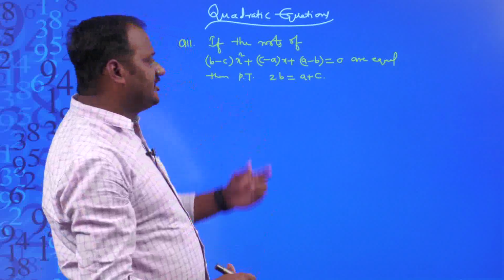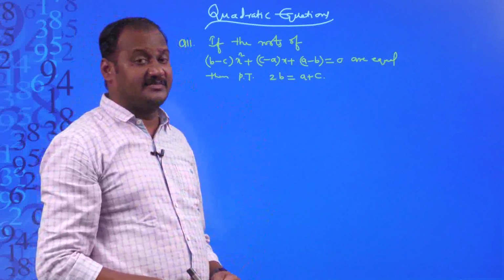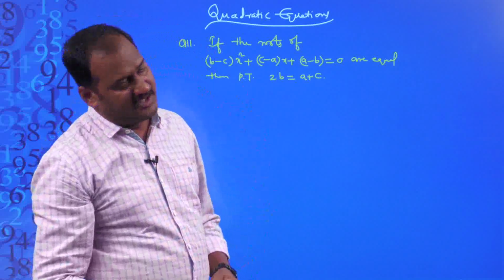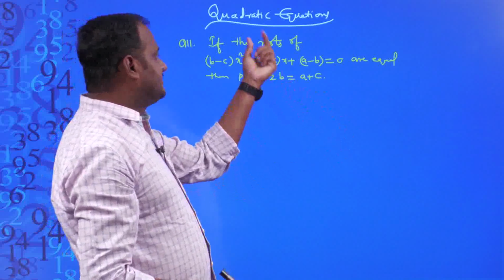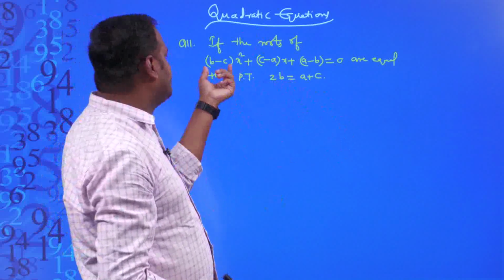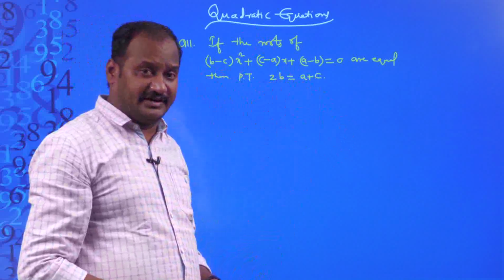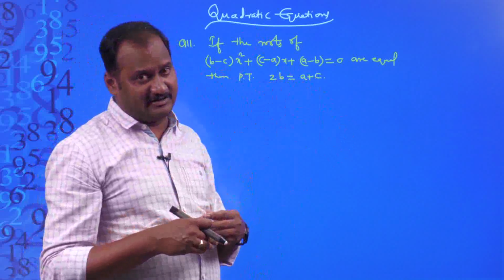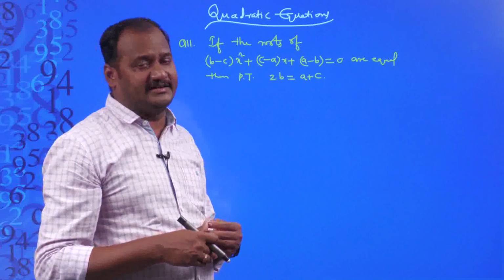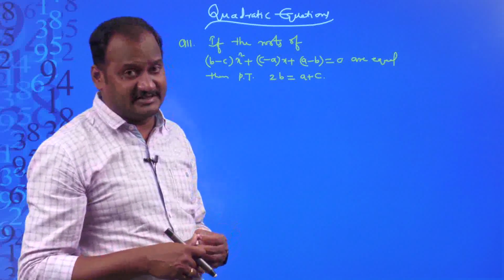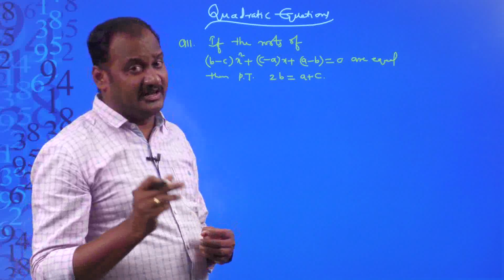Since the roots are equal, then easily we can say that b square minus 4ac is equal to 0. B square means what? C minus a whole square minus 4 into b minus c into a minus b is equal to 0. Definitely you will have to square it and then you will have to multiply all the terms. Then you will definitely get totally 6 terms in that expression. So you will have to think a lot.